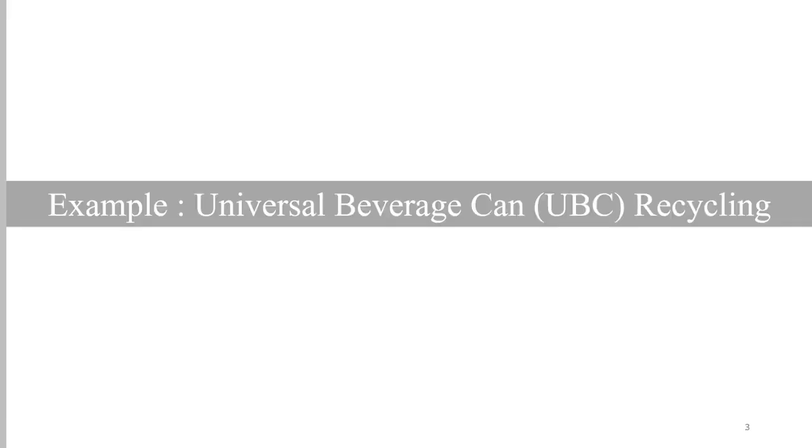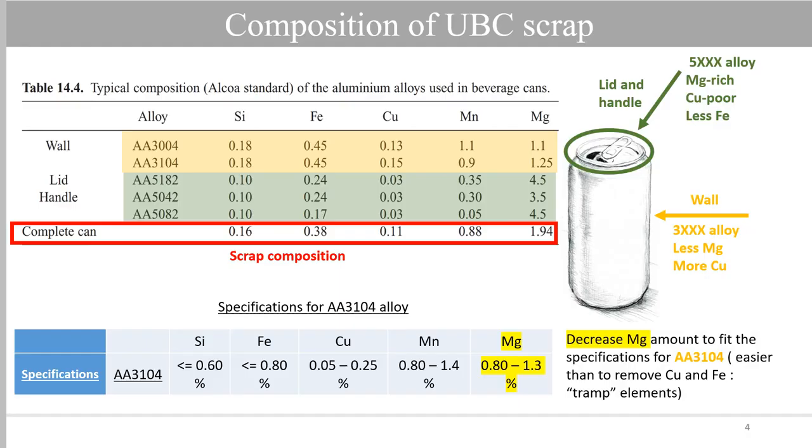So the example that we're going to be dealing with today is the universal beverage can recycling, which is one of the products that is the most recycled in North America. Before we get into the processes of the recycling of the UBC scrap, let us consider the composition of a can through the Alcoa standard.